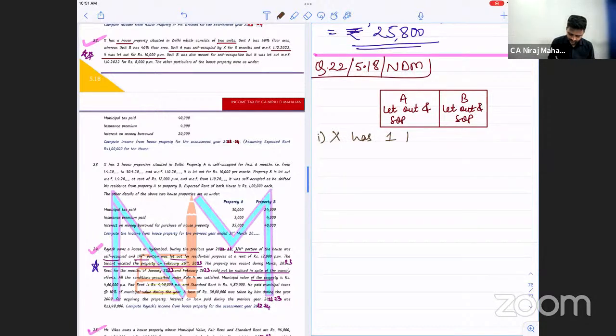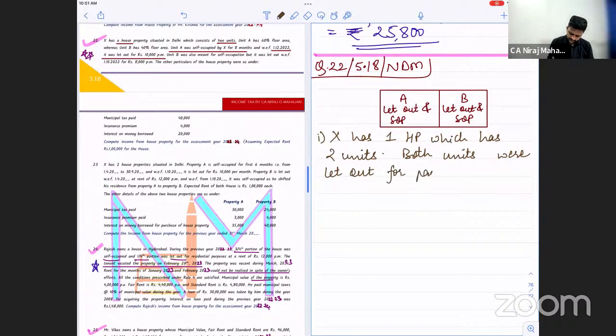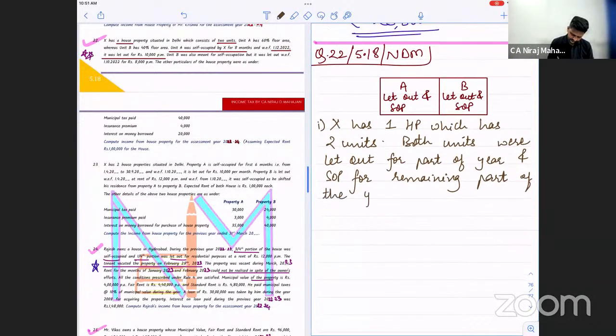X has 1 HP, one house property, which has 2 units. Both units were let out for part of the year and SOP for the remaining part of the year. Fine till here, all of you?